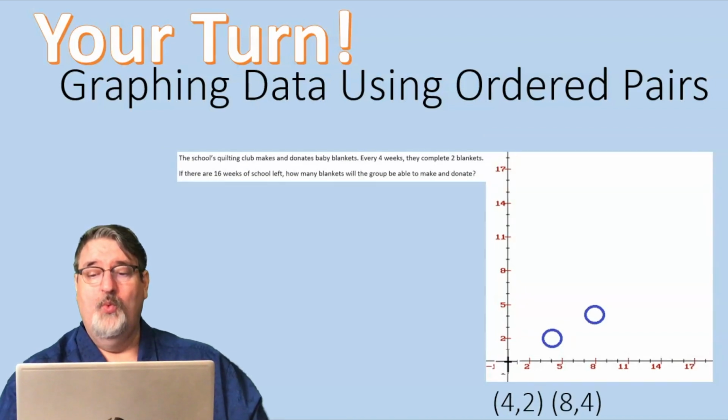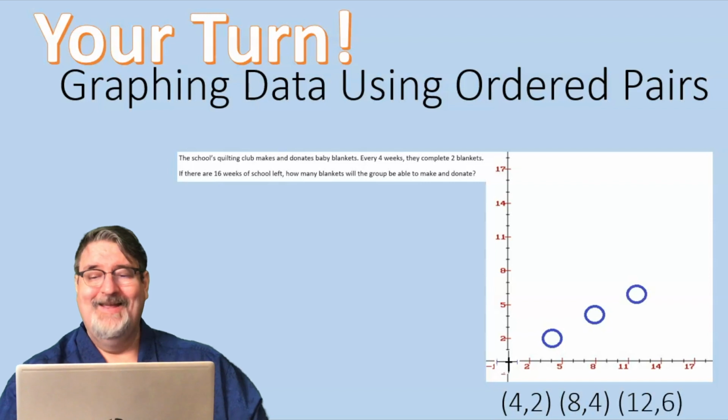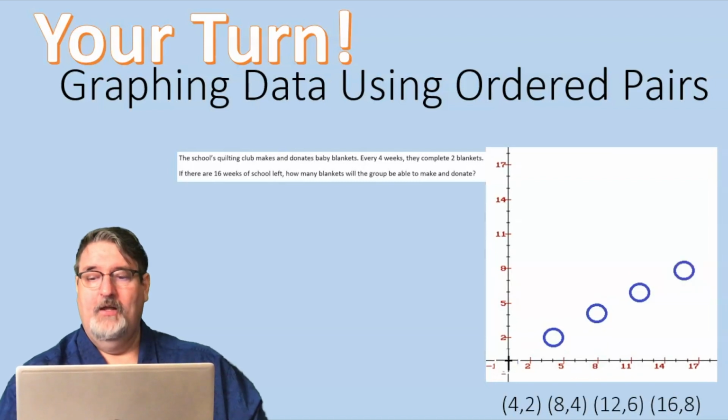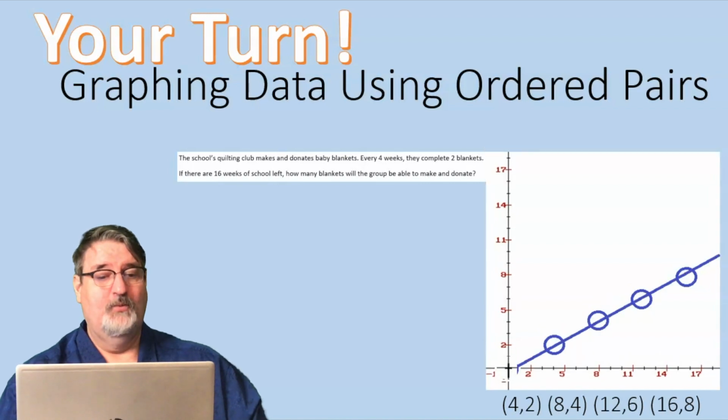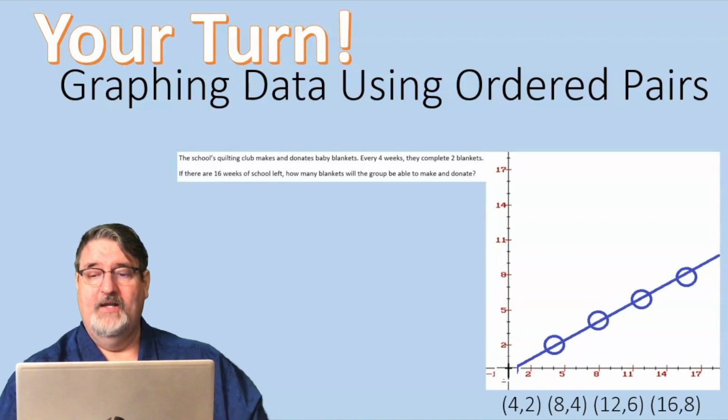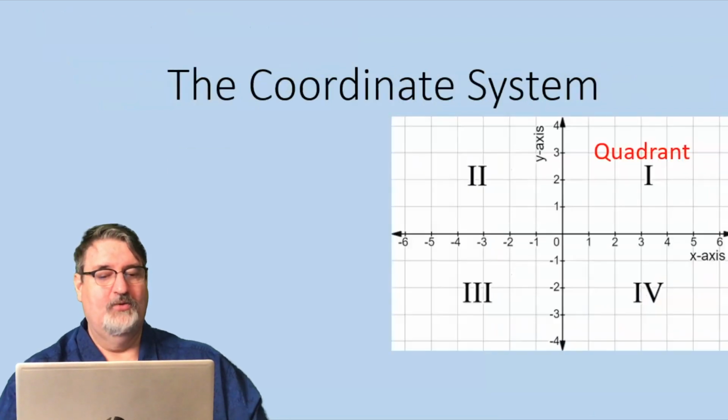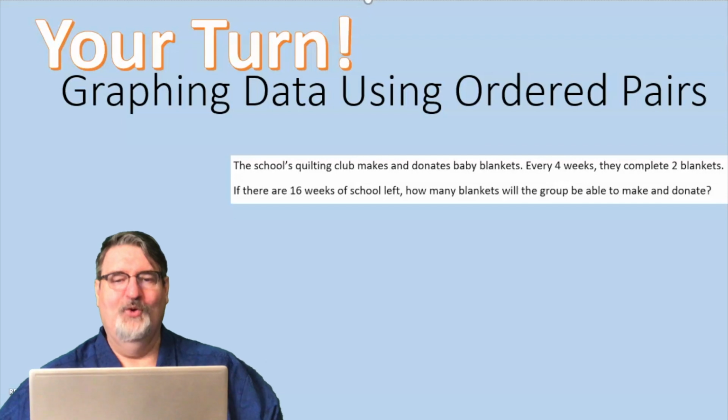In the first one, we go over 4 to the right and up 2. The next one, we go over to the right 8, and we go up the y-axis 4. The next one, we go over 12 on the x-axis, and we go up 6 on the y-axis. And we can see that on the 16th week, they go over 16 and they go up to the 8. So they can make 8 blankets during the 16 weeks. And right there, again, you take your ruler, draw a line, and when all the points line up, we can say that that's collinear.